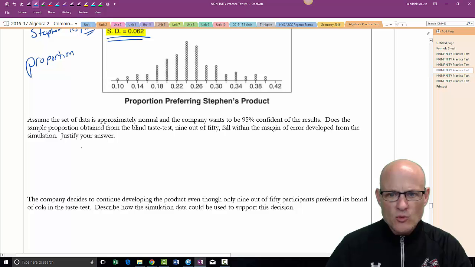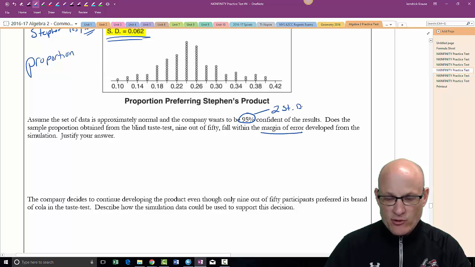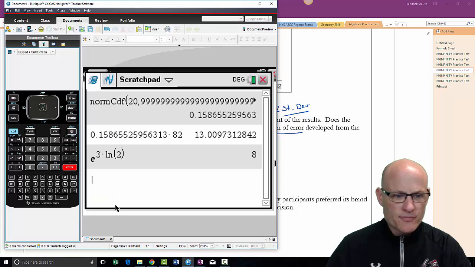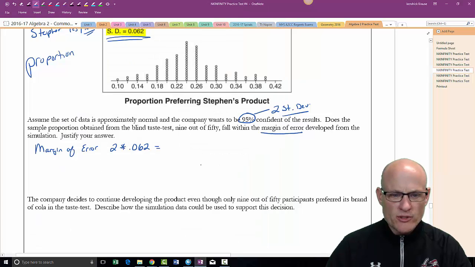So what we need to do is come up with the margin of error for a 95% confidence interval. Now remember, the state wants you to use 2 standard deviations. Yes, I know it's only 1.96 if your teacher taught it to you right, but we're going to use 2. So my margin of error is 2 times 0.062, which is equal to 0.124.